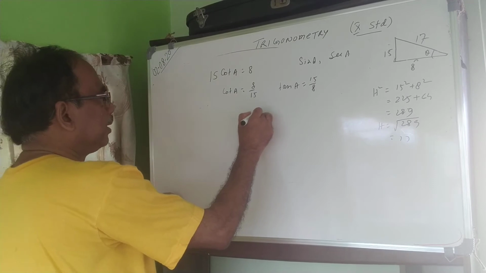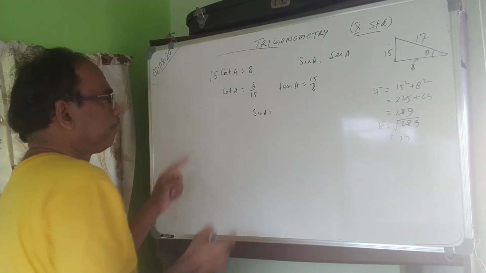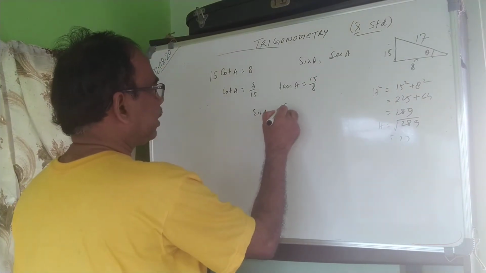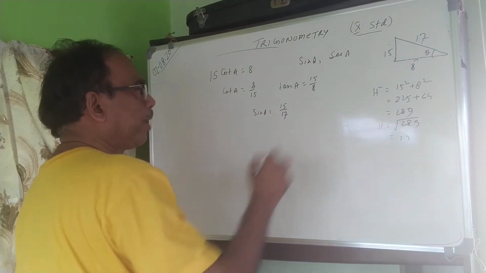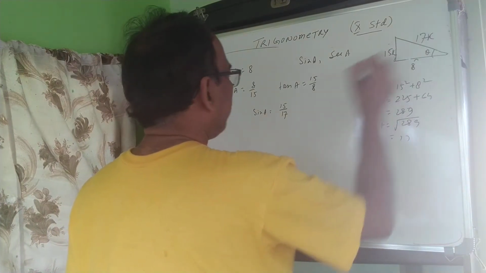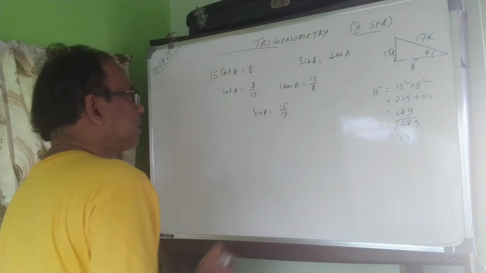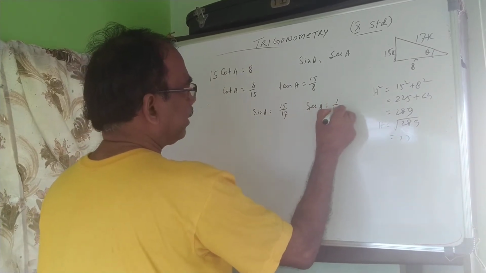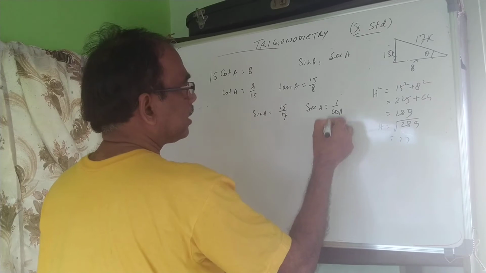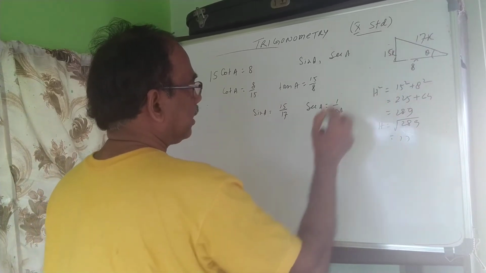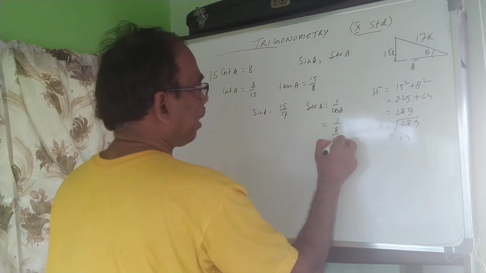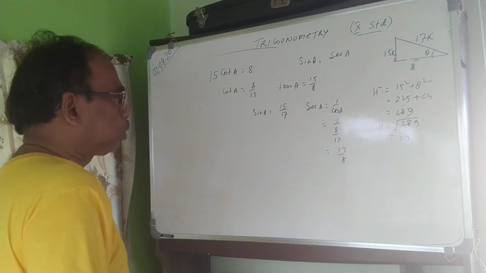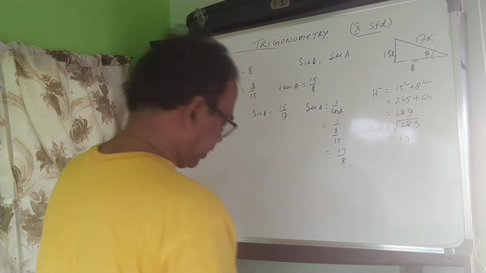Now put it here. You know sin A is, some people have, perpendicular by hypotenuse, that is 15 by 17. You can write this as k also, 15k by 17k, that is 15 by 17. And sec A is 1 by cos A, where cos A is base by hypotenuse, that is 1 by 8 by 17, that is 17 by 8. So we got sin A and sec A.